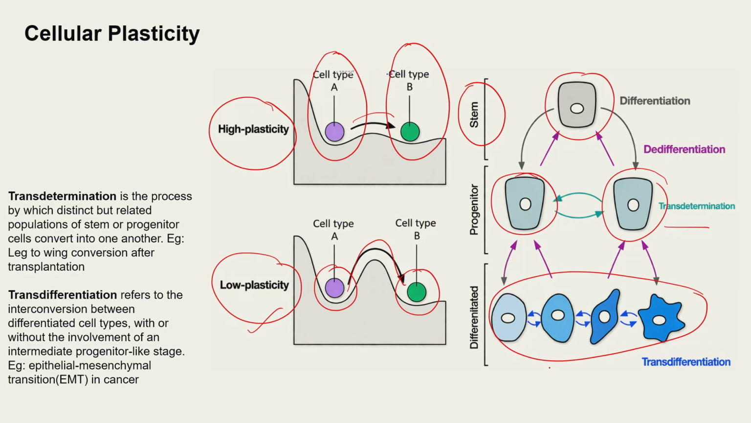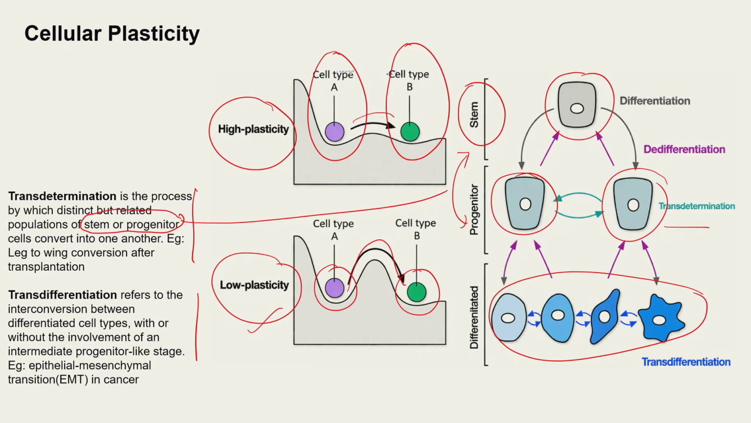Now there are two terms listed here called transdetermination and transdifferentiation. Remember, these two terms are related to different cell populations. Transdetermination is the process by which a distinct cell type arises from a related population of stem or progenitor cells. So one can easily see that the term transdetermination applies very specifically to stem cells or progenitor cells. That means this term is applicable to these two only, the stem cell and progenitor cell, which can convert into one type or another type.